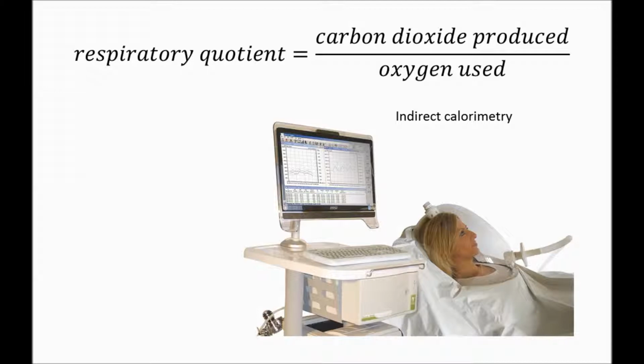From this, you can plug your numbers into an equation and calculate something called the respiratory quotient. This is your carbon dioxide produced divided by your oxygen used. The main thing this tells us is what fuel our bodies are using. So, is our body using mainly glucose for respiration, or is it using a lot of fat for respiration? If it's using glucose, then your RQ, your respiratory quotient, will be 1.